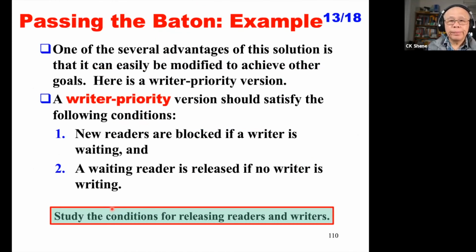Then we're going to do something more. We haven't reached a writer priority version yet. So let's try a little bit for the development of a writer priority version. Would that be very complex? Not at all. Really easy. If you understand what I said in the previous slides, the development of a writer priority version is really easy.